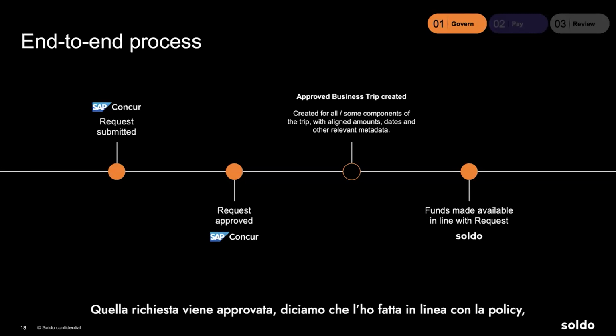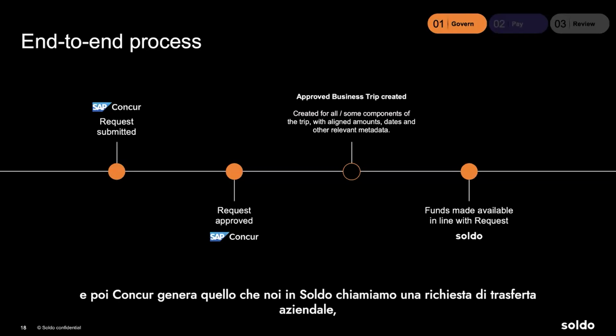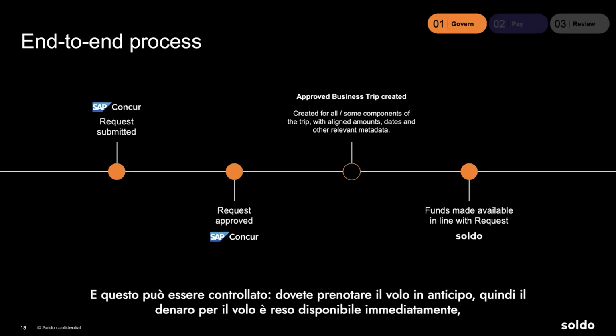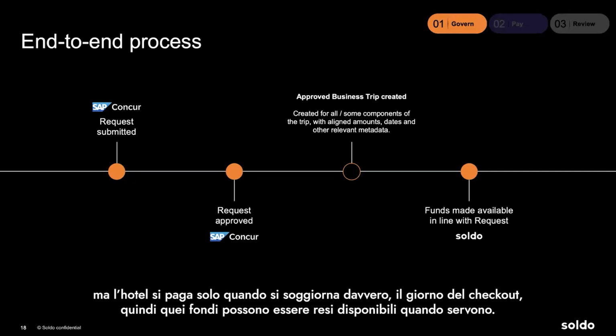That request gets approved. Let's say I've made the request within policy, and then what happens is Concur will generate what we in Soldo call a business trip request. So that business trip is then transferred into Soldo, and the funds are made available to the user, and that can be controlled. You need to book the flight in advance, so the money's made available for the flight immediately, but you only pay the hotel when you actually stay there on the day of checkout, so those funds can be made available at the time that they're needed.